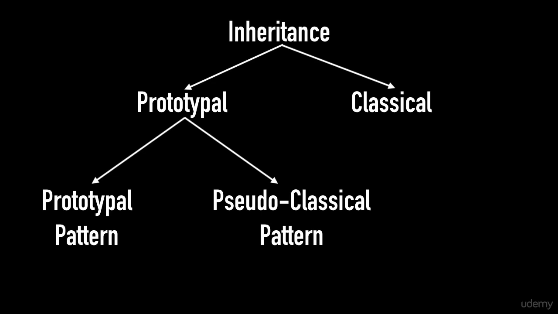We have a direct prototypal pattern, but we also have a pseudo-classical pattern, which is a way of writing classes and writing OO functionality in JavaScript, which would be familiar to people who are coming from other classical languages.